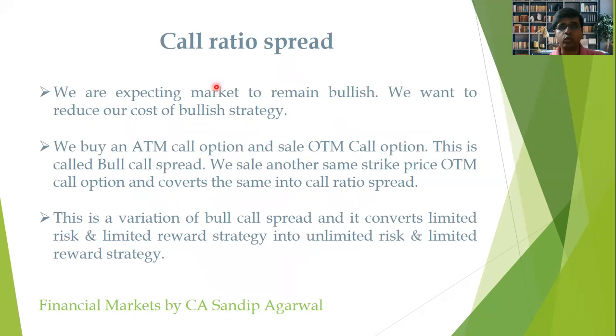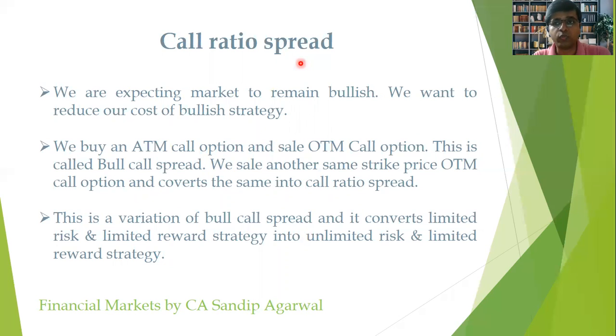Let's start. So what is a call ratio spread? This strategy is used when the person has a bullish view on the market or on any particular stock option. In the bull call spread, the person basically buys an ATM call and sells another OTM call of the same underlying and the same contract.